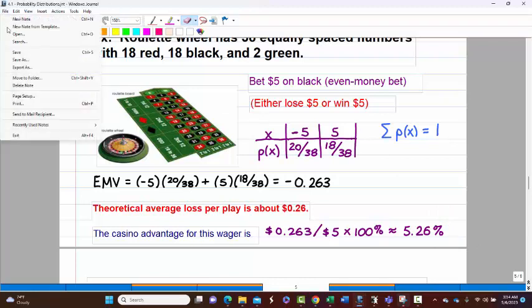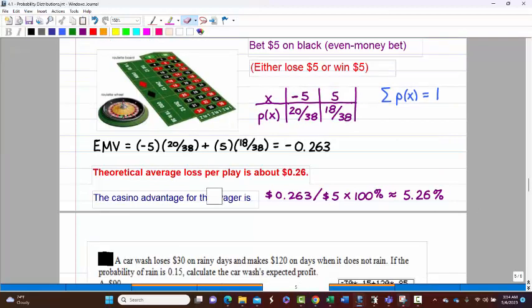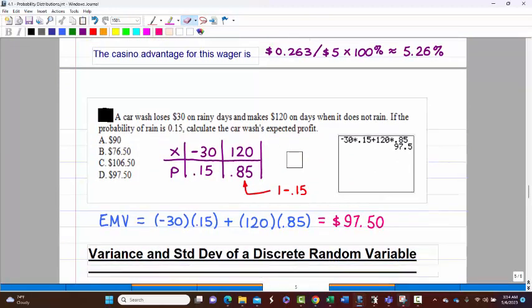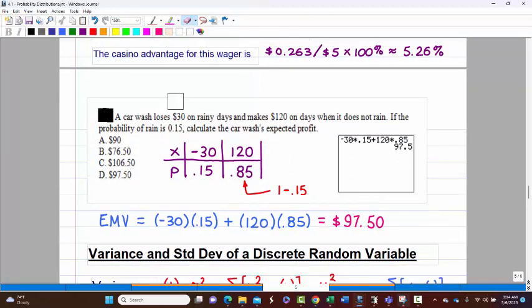Wonderful. All right, here's one that says a car wash loses $30 on a rainy day. So loses is negative 30, and it makes a profit of 120 when it doesn't rain, plus 120. If the probability of rain is 0.15, calculate the car wash's expected profit.